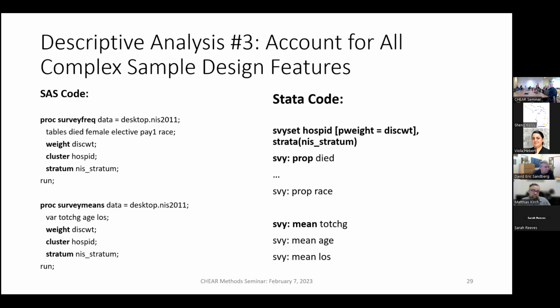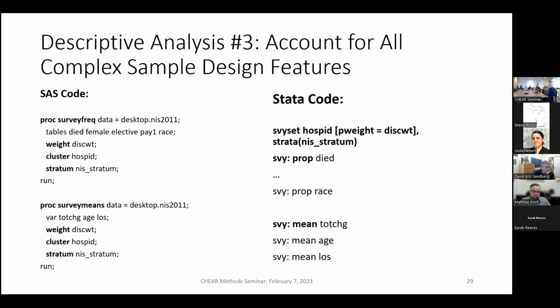In survey freq and survey means, not only do I add the weights, but I add the cluster codes and I add the stratum codes. Okay, I fully specify all those design features that the NIS provided, both for survey freq and for survey means. In Stata, in my svyset command, I specify the cluster codes first. I have my weight, and then after a comma, I indicate my strata, the codes representing the strata. So fully specifying all those design features.